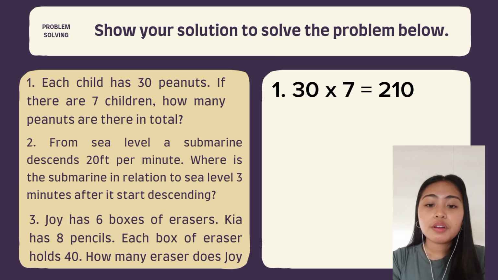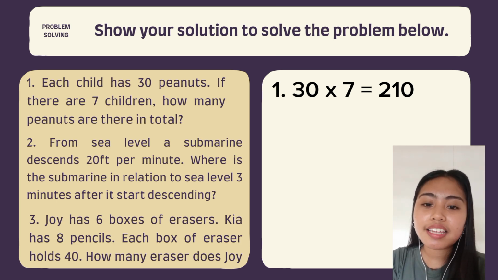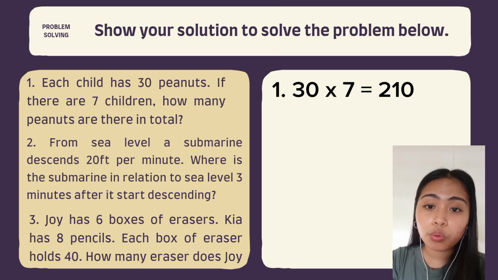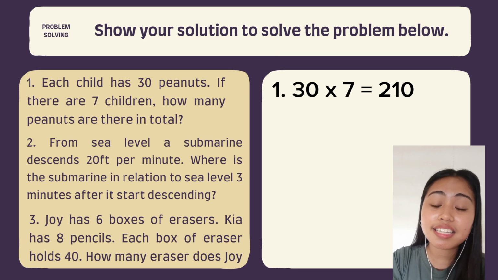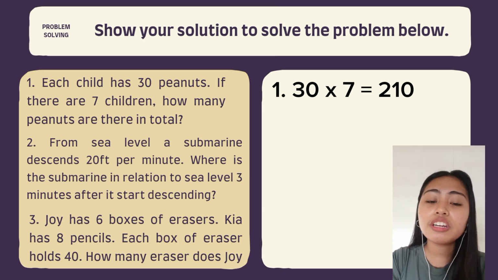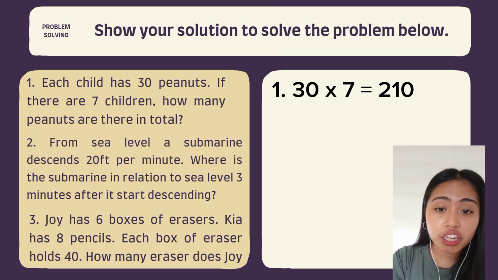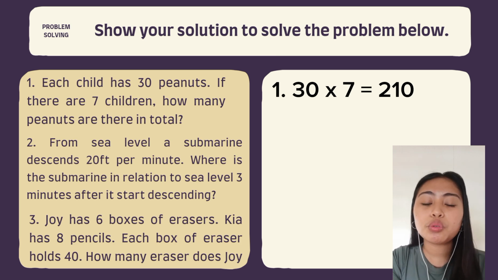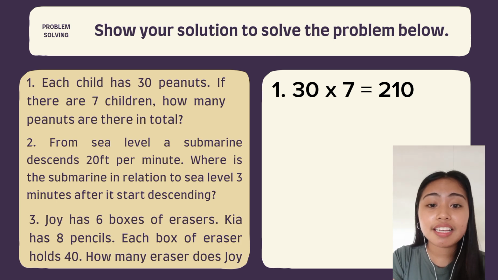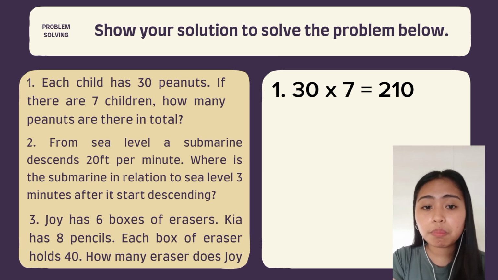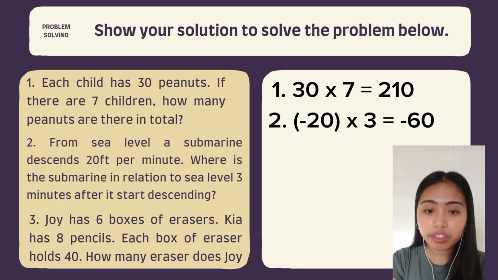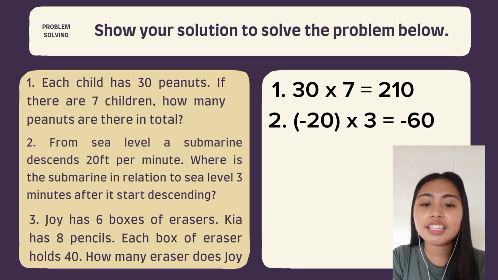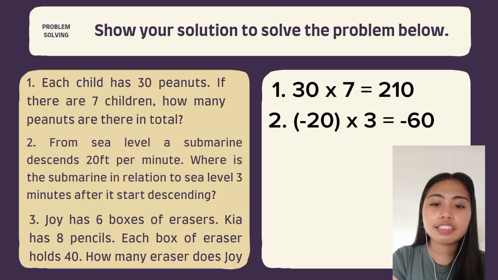Next, number 2, from sea level, a submarine descends 20 feet per minute. Where is the submarine in relation to sea level 3 minutes after it starts descending? So the answer is in 1 minute, the submarine is 20 feet below sea level. This situation can be represented with negative 20 feet. Notice that we use a negative sign since the submarine is descending after 3 minutes. So the submarine is at negative 20 times 3 is equal to negative 60. Who got the correct answer?